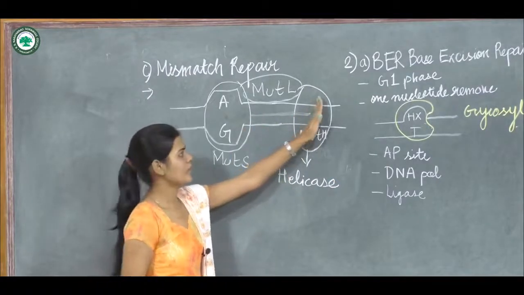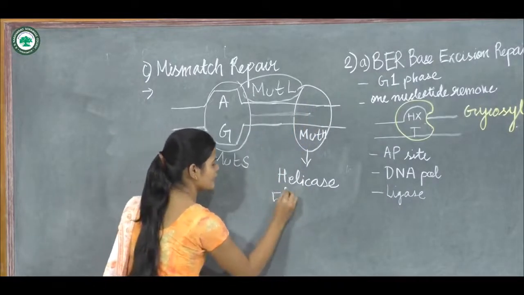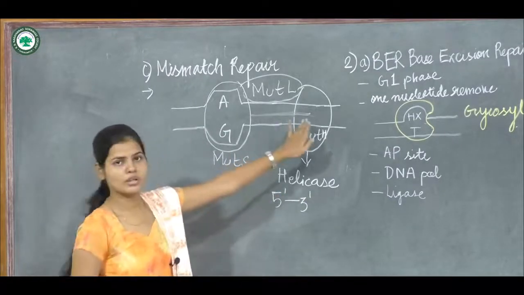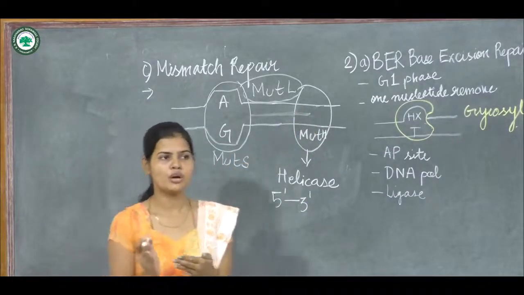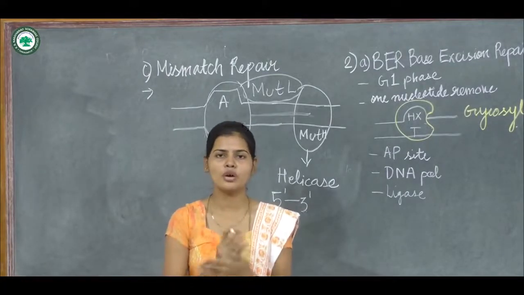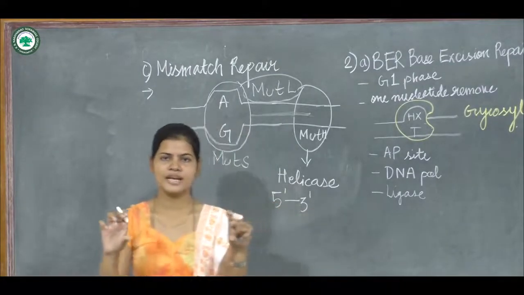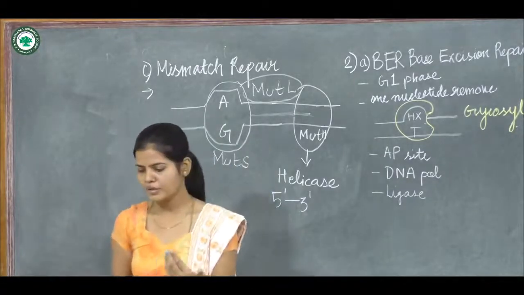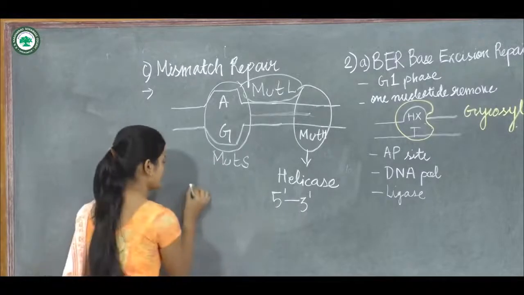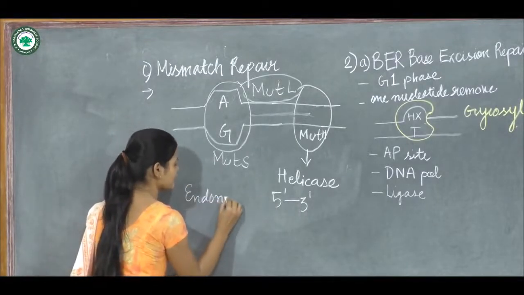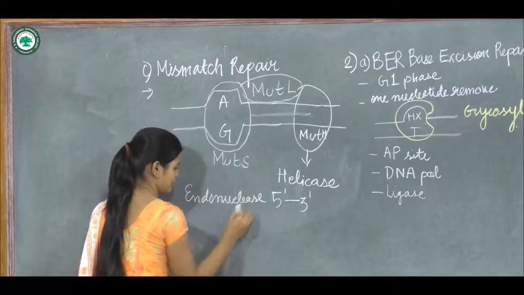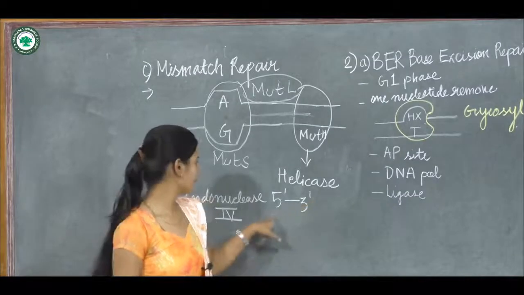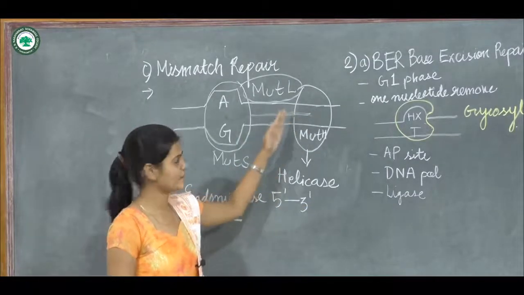It will cut from the 5' to 3' side. So what will happen? There will be the removal of the entire strand, that is, along with the wrong nucleotide, other nucleotides will also be removed. Now there is one endonuclease enzyme, which will remove the nucleotide strand.